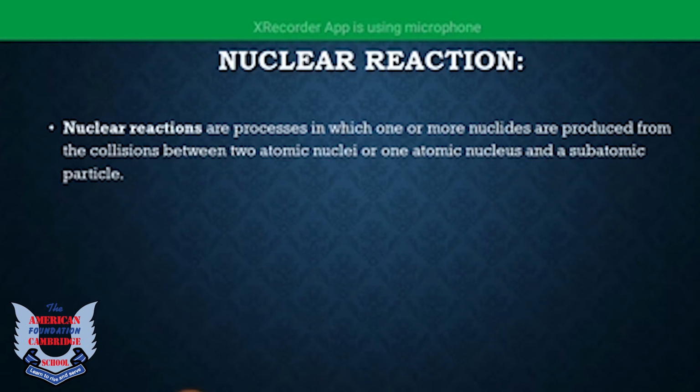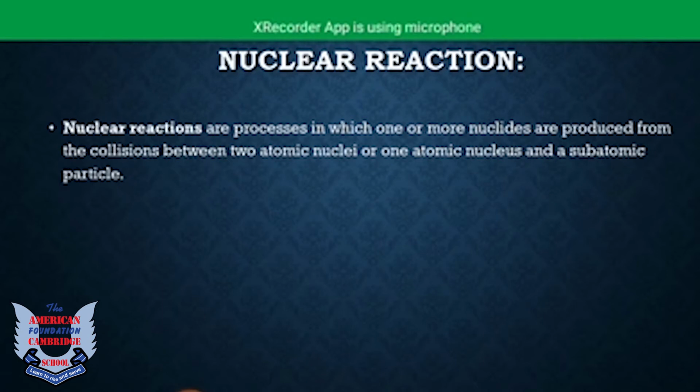Now, moving to the new chapter, that is nuclear reaction. Before going into that, let me tell you something about atomic number. The number of protons in the nucleus of an atom of any element is known as its atomic number. And atomic mass now. The total number of protons and neutrons in the nucleus of an atom is called its mass number.